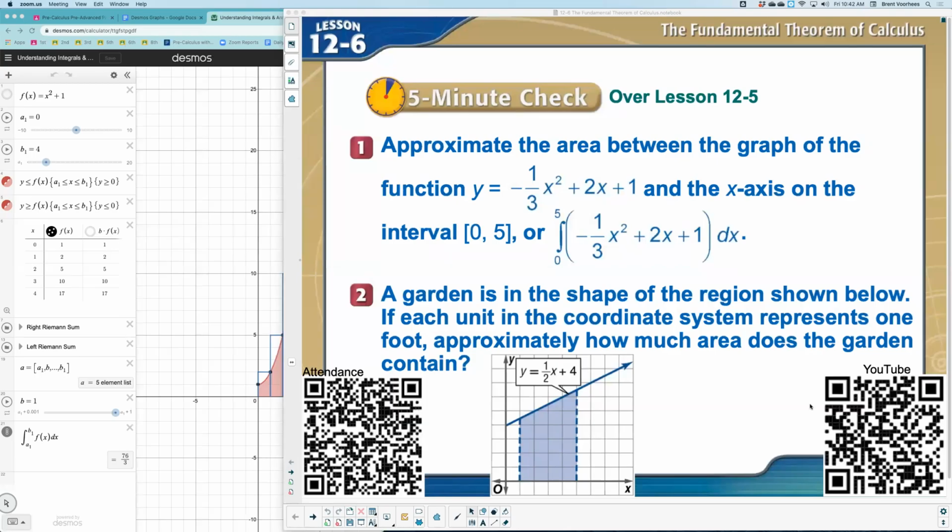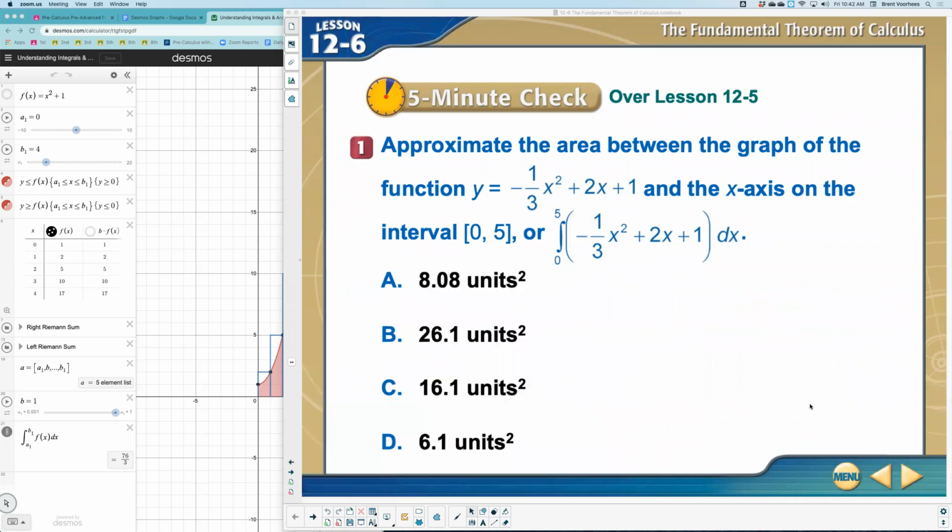Well, let's finish this calculus chapter. So lesson 12.6, the fundamental theorem of calculus. And where we're going to pick up is this bell ringer. Last class we learned how we could approximate the area of a graph of a function between the function itself, or the curve, and the x-axis on any interval.